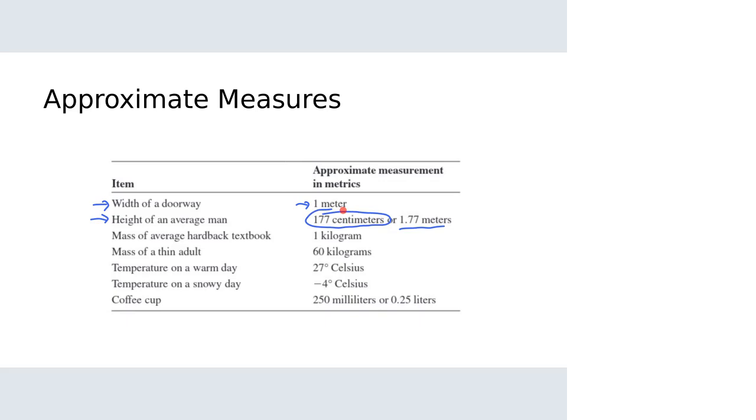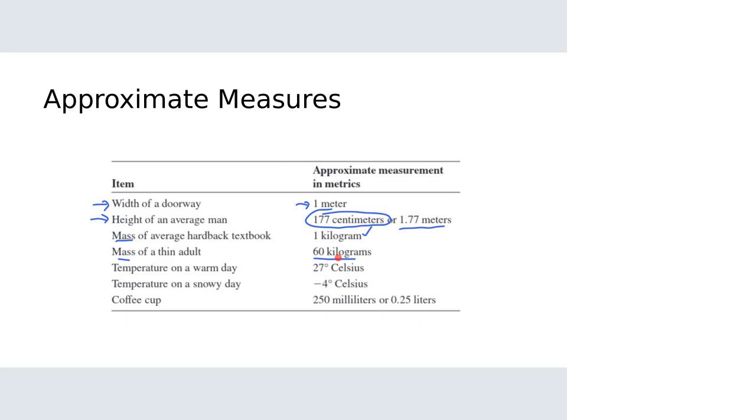The mass or weight of an average hardback textbook is about 1 kilogram, about 2 pounds. So that's in the ballpark. The weight of a relatively thin adult could be 60 kilograms. That would be roughly 125 pounds.